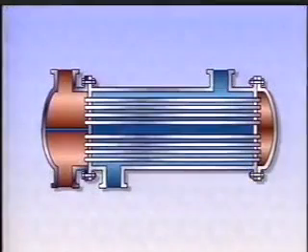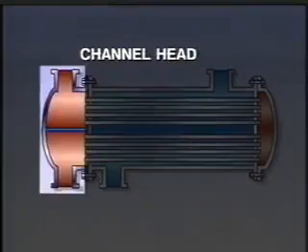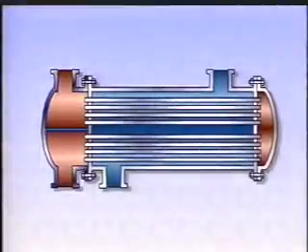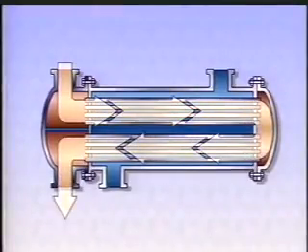To increase the amount of heat transfer, the tube side fluid can be put through the exchanger more than once. To do this, a channel baffle is built into the head of the exchanger. This baffle or partition directs the flow through half of the tubes in one direction and through the other half in the opposite direction.